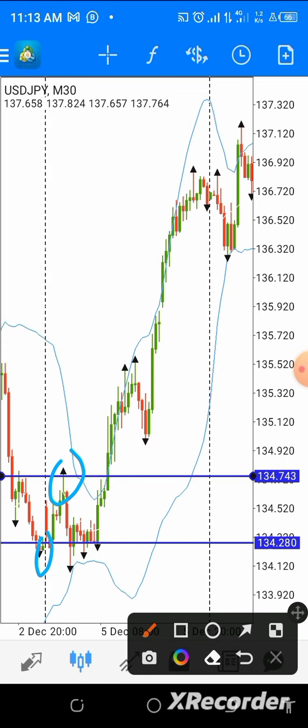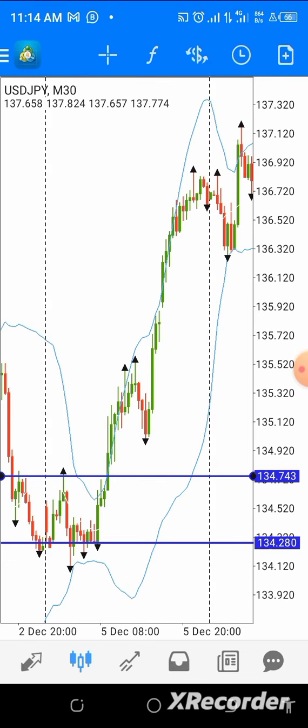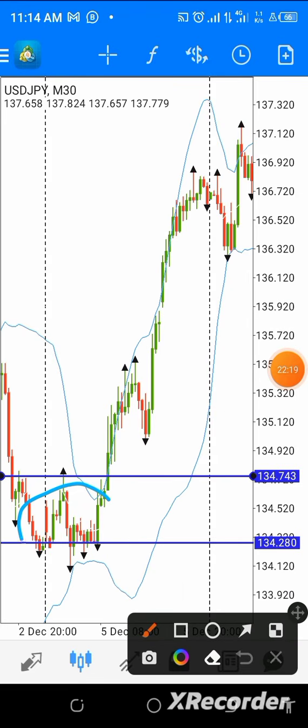As you can see, this fractal is not valuable. This fractal here is the recent one, and this one is the recent one. Guys, don't be confused. Inside this place is your consolidation area.